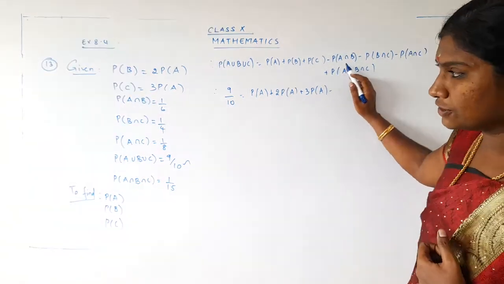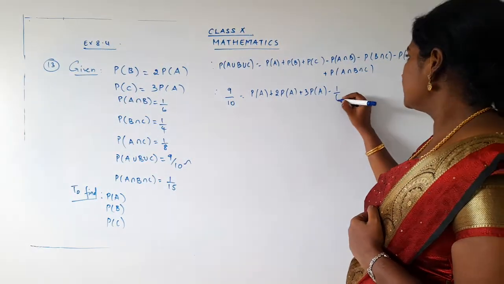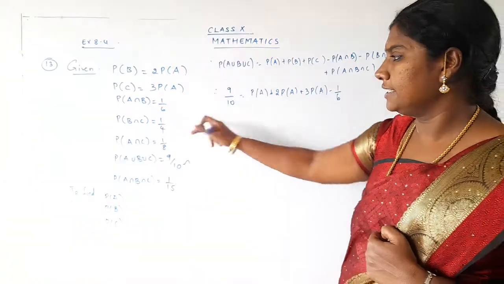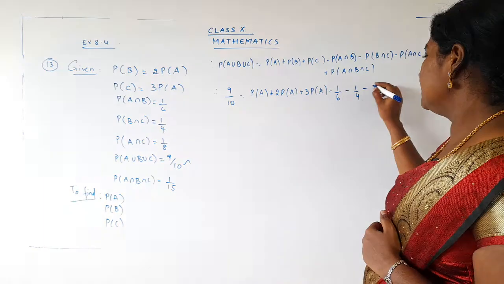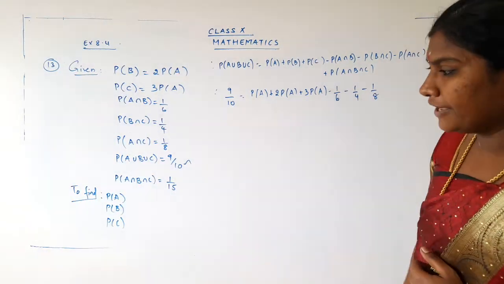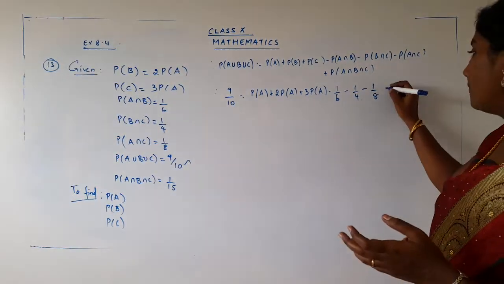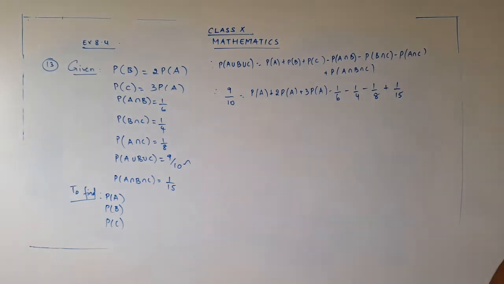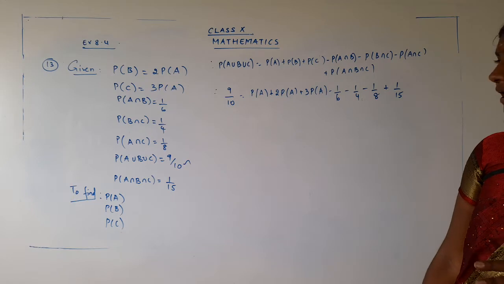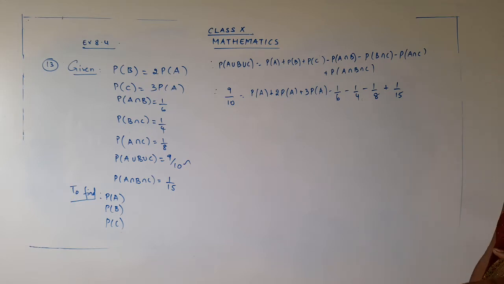So this is A intersection B, so I get minus 1 upon 6. B intersection C, minus 1 upon 4. A intersection C, minus 1 upon 8. P of A intersection B intersection C, that's 1 upon 15. So I get here 9 upon 10 is equal to P of A plus 2 P of A plus 3 P of A minus 1 upon 6 minus 1 upon 4 minus 1 upon 8 plus 1 upon 15.